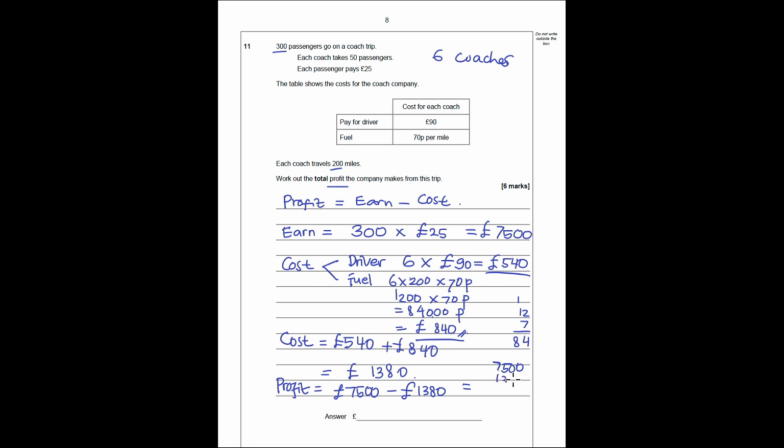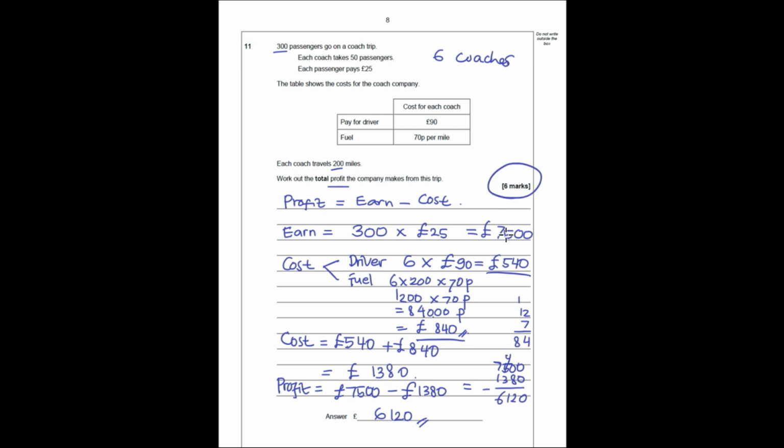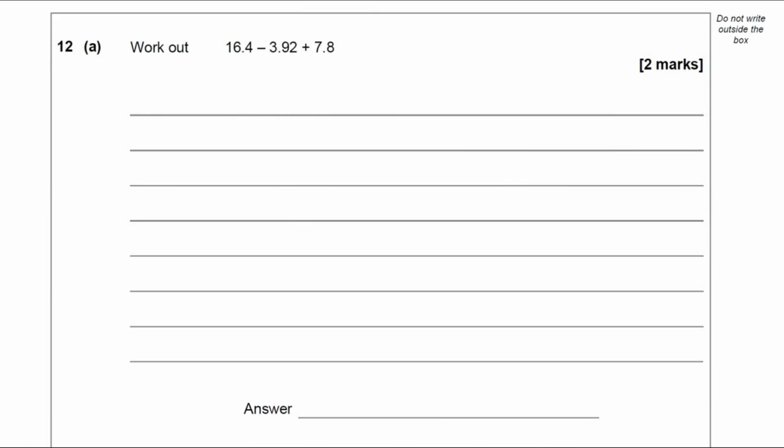7,500 take away 1,380, so it's 0 take away 0, 0 take away 8, not possible. Take from here, it becomes 4. We have 10, 10 take away 8, it's 2, 4 take away 3, it's 1, 7 take away 1, it's 6. So we get the number. This is the profit, £6,120. I know it's quite long, but you have 6 marks if you make it. So good luck.